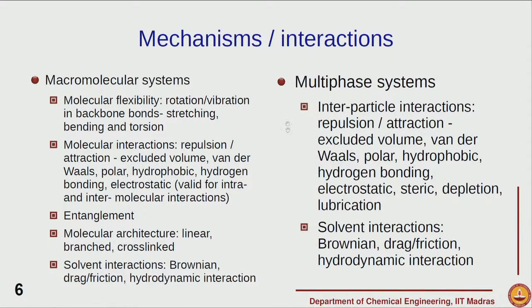Going ahead, we already summarized in the previous class the main mechanisms involved in macromolecular systems as well as multiphase systems. Interactions form a very important part of the overall mechanisms. In the case of macromolecules, entanglements are very important, and the molecular branching architecture is very important. Similarly, in multiphase systems, interactions are very important, as well as solvent interactions, which are quite important in both cases whenever we have a solution or a gel or a glass which has a significant amount of solvent in it.